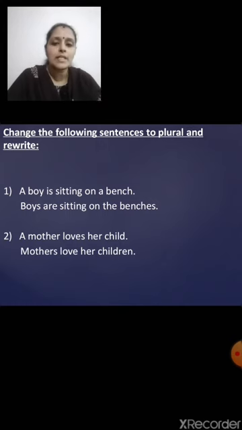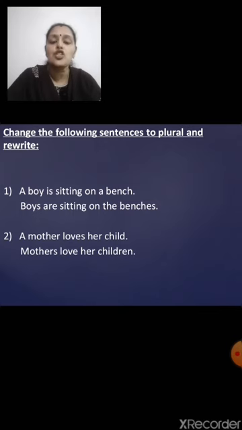Okay, let's see one more. A mother loves her child. Now, which are the nouns here? Mother and child. So, a mother will become mothers. Yes, I will remove the a. It will be only mothers.